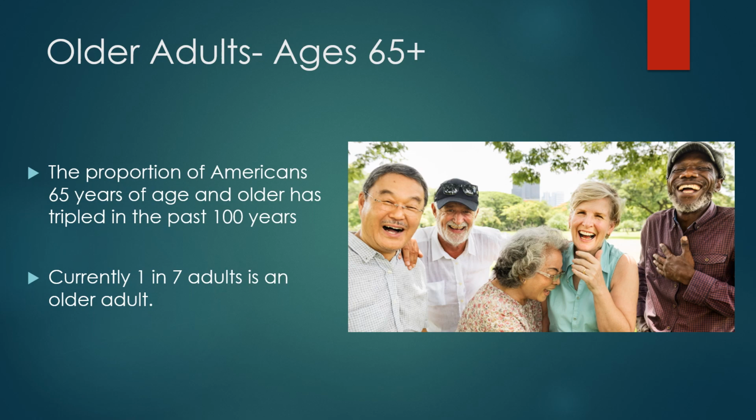Now that we are through middle adult, let's move to the older adult population, which is anyone greater than 65 years old. This age group is growing quickly with all the advances that we have in healthcare being made every single day. Currently, 1 in 7 adults is an older adult, and this age group has tripled in the last 100 years. And Americans right now are living longer than any other generation, so they just keep getting older, and we start having more and more people in this older adult population.